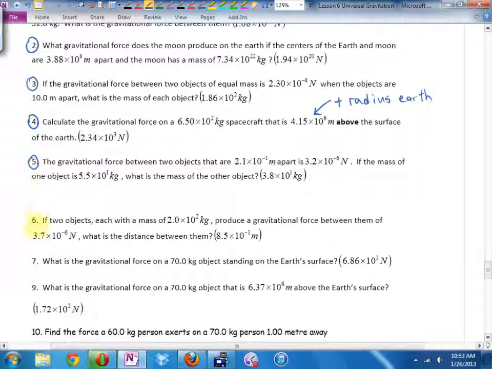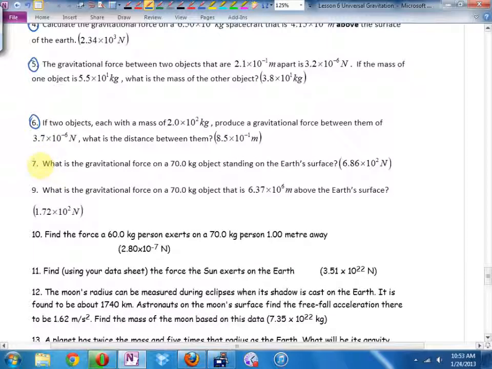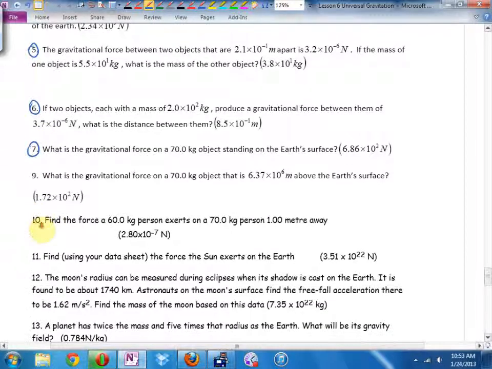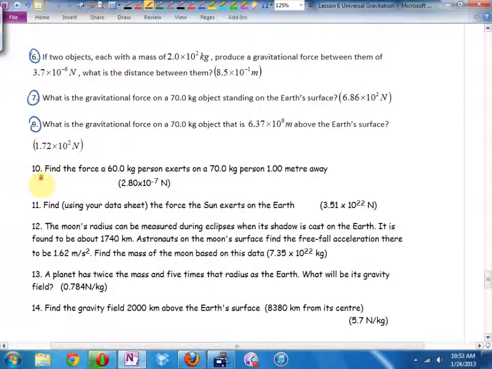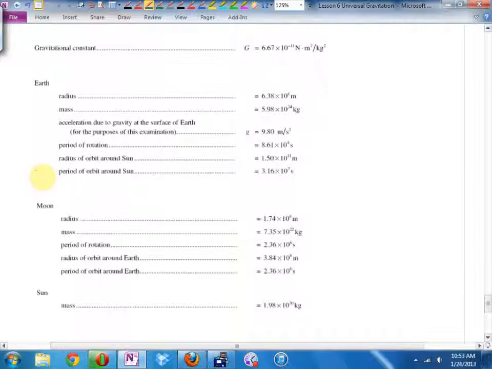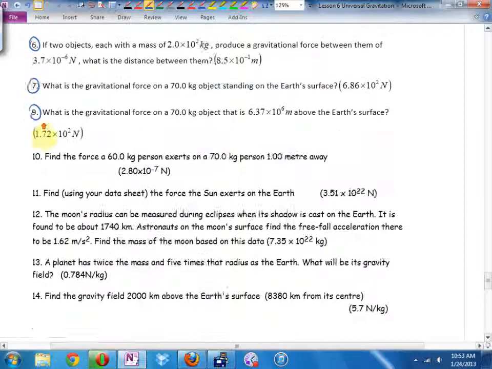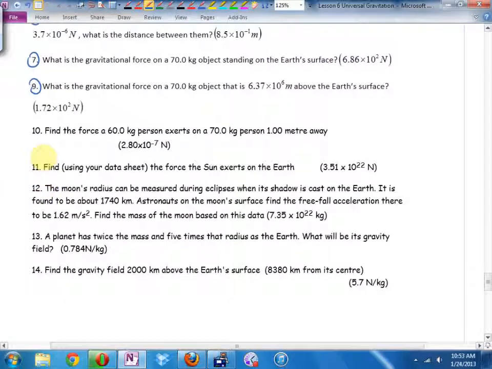Number 5. 6. 7 is good. 9 is good. It's going to seem like a lot, but next class you're not going to be getting any new homework. Oh, by the way, it says find using your data sheet. Here's your data sheet that has all the numbers that you need on the next page. So far, there is no 8, I know. I nuked it. Sure, 10 is good, 11 is good.